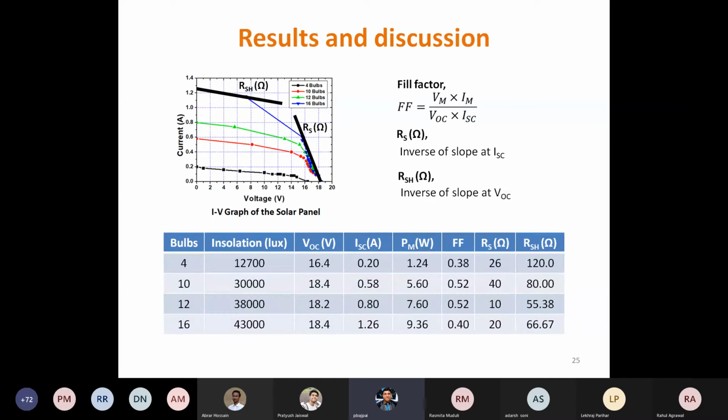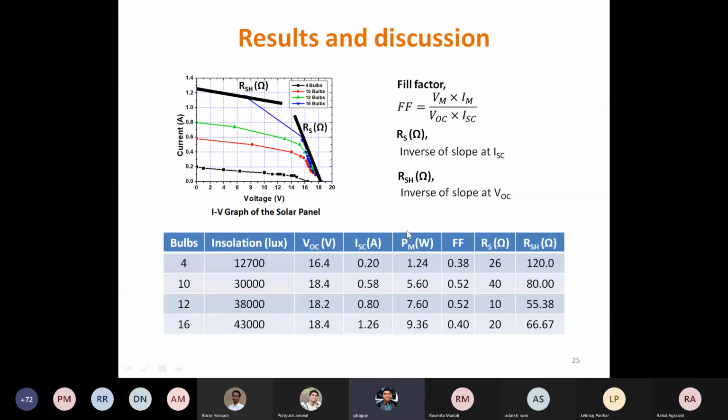And RS and RSH are nothing but the slope defined at the ISC and the VOC side, which is also written here. RSH is quite high compared to the RS value, and these are the insolation values which we have used. I think somewhere we have mentioned 8 lamps, but that was wrong. It is 10 lamps which have been used in the second case, then 12, then 16.